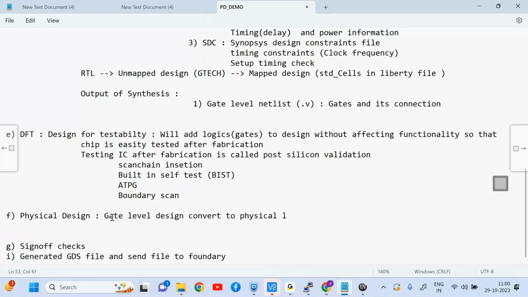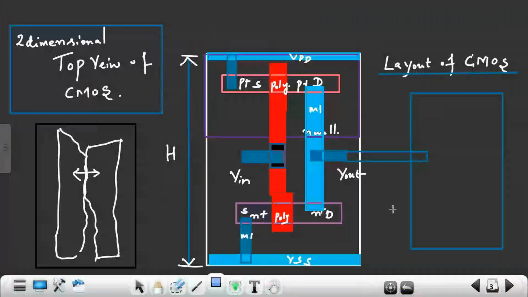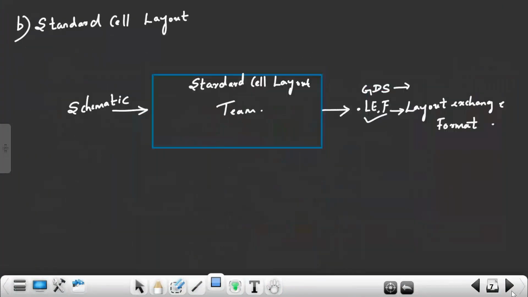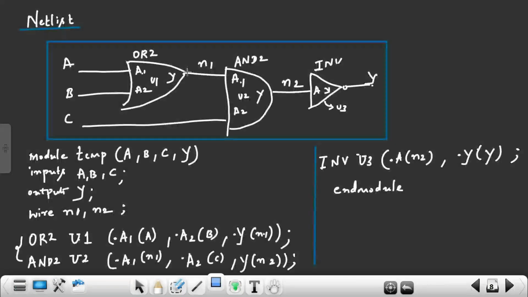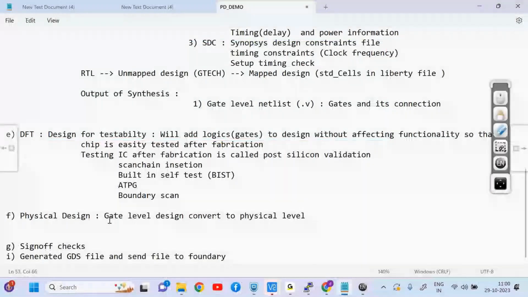Physical level means layout. What is the physical level of a net? Here I told you, this is called a net, right? What is the physical level of a net? Metal layer. Good. The physical level of a net is called the metal layer. So gate level design is converted to physical level design. That is the role of physical design.